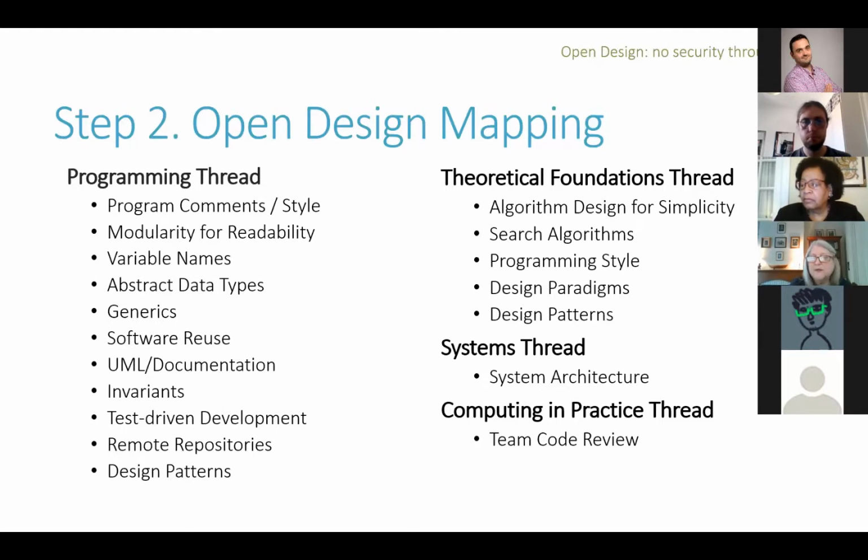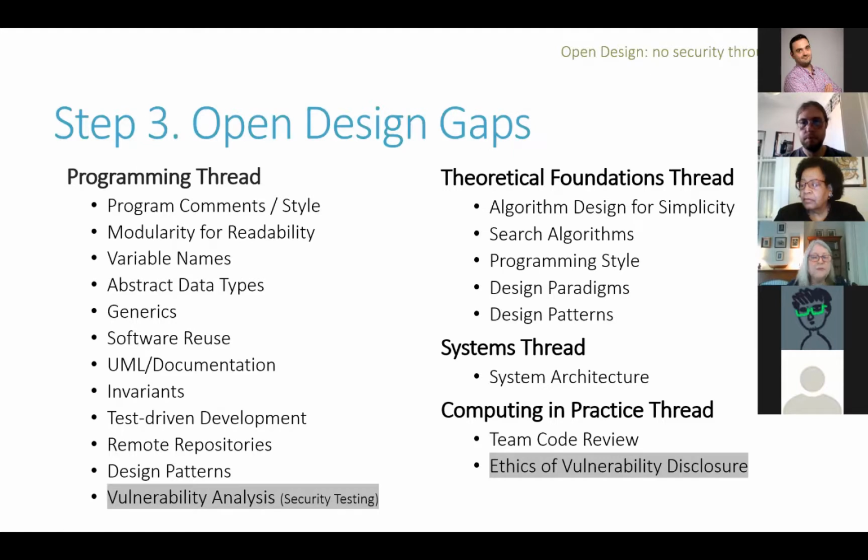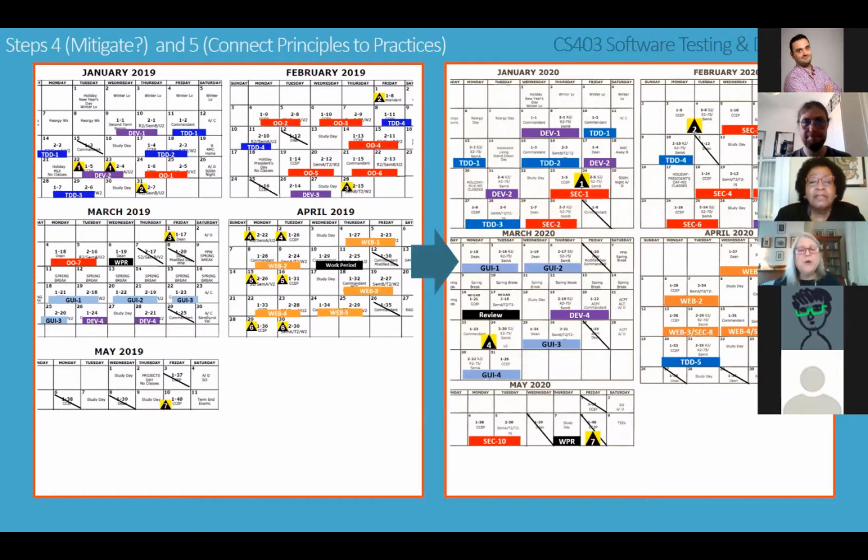Step 3 is to figure out where there might be gaps. And suppose in this example, there were gaps in these 2 spots where we talked about vulnerability analysis as a security testing technique. And then we also talk about the ethics of vulnerability disclosure. So that might be what you discover during step 3. And now I want to orient you to what is essentially my last slide, to tell you how we evolved one course to do this same kind of thing.